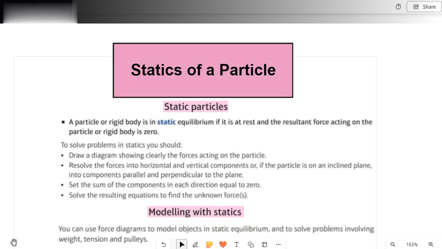To begin, a particle or a rigid body is in static equilibrium if it is at rest and the resultant force acting on the particle or rigid body is zero. To solve problems in statics, we should draw a diagram showing clearly the forces acting on the particle, resolve the forces into horizontal and vertical components, or if the particle is on an inclined plane, into components parallel and perpendicular to the plane, then set the sum of the components in each direction equal to 0, and then solve the resulting equations to find the unknown force or forces.